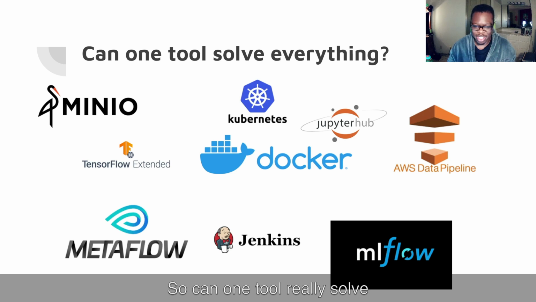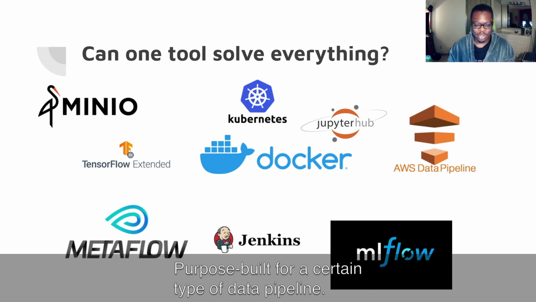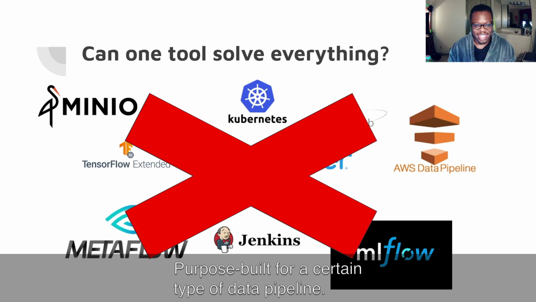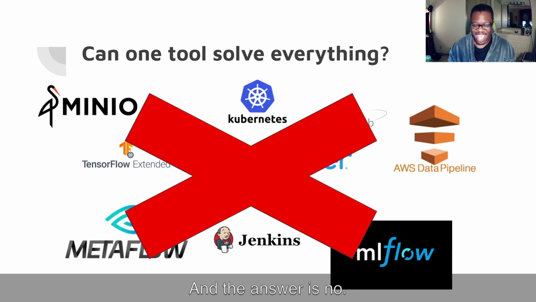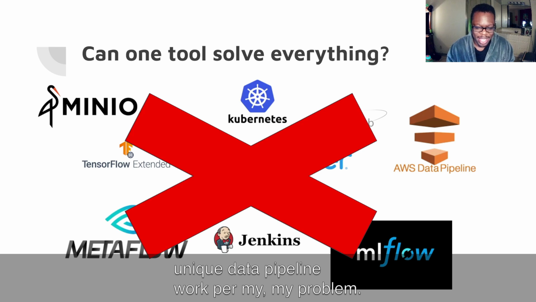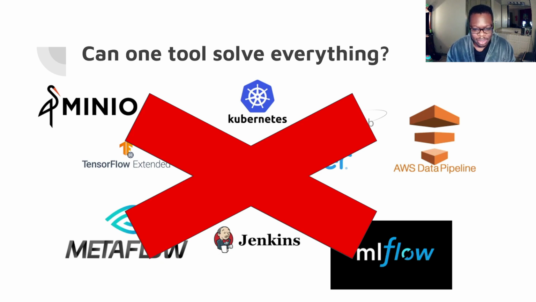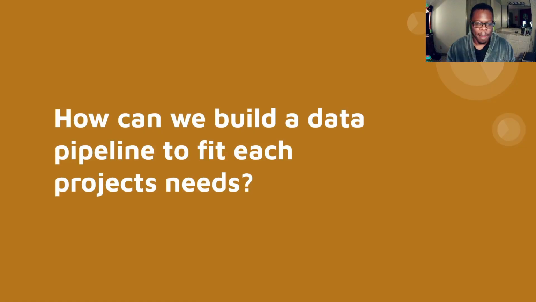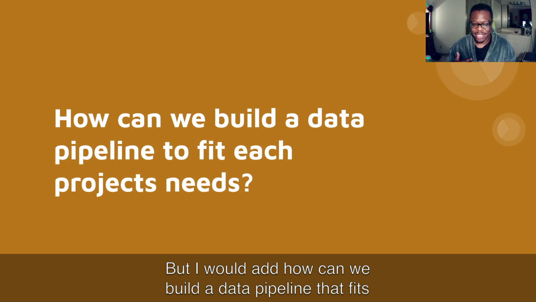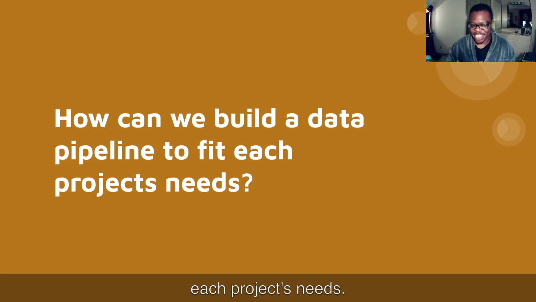So can one tool really solve our data pipeline issues? There's Kubernetes, there's MinIO, there's TensorFlow, there's Jenkins, MLflow. All these tools are purpose-built for a certain type of data pipeline. And the answer is no. A lot of the time, a lot of these tools are combined or tested out with different types of tools and processes to make my special unique data pipeline work for my problem. But I always ask, how can we build a data pipeline that fits each project's needs?